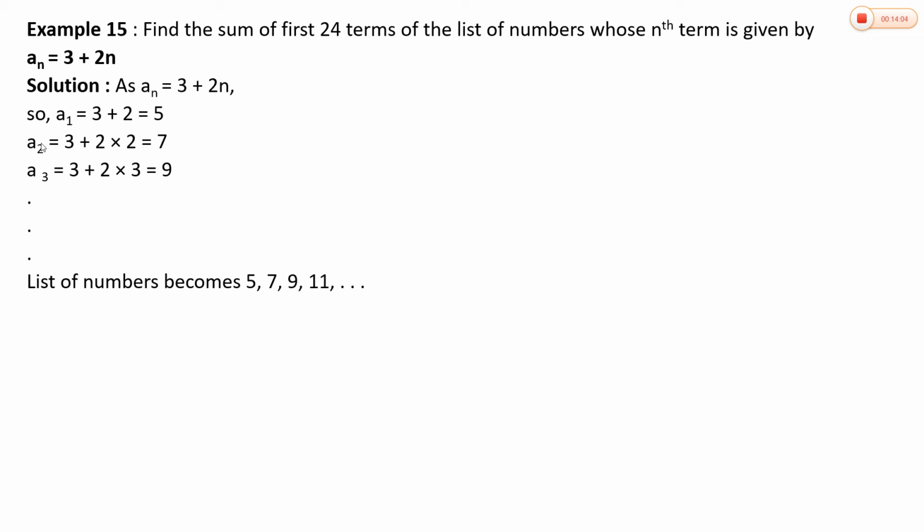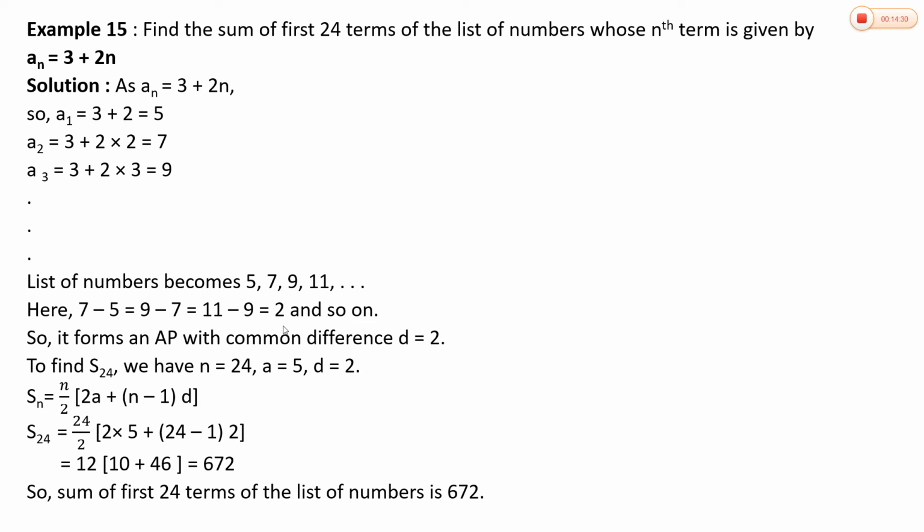To find a2, just substitute 2 in the place of n. a2 is equal to 3 plus 2 into 2, that is 7. a3 is equal to 3 plus 2 into 3, that is 9. And the series goes on, the list of numbers becomes 5, 7, 9, 11, etc. Now you got the sequence.